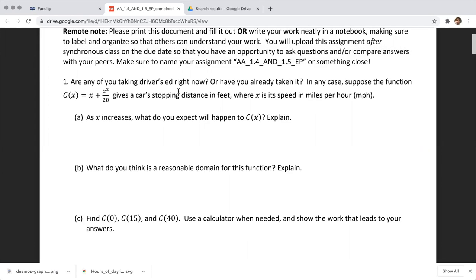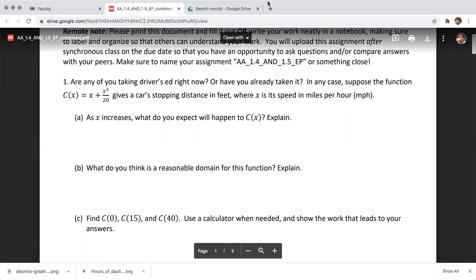What are you plugging in and what are you getting out? As x increases, what do I expect will happen? Well, as x increases, I'm going faster. Speed in miles per hour is increasing. So I expect that c of x, the stopping distance, will also increase. As speed increases, I expect that stopping distance will also increase. And that makes sense, right? So I think c of x will also increase.